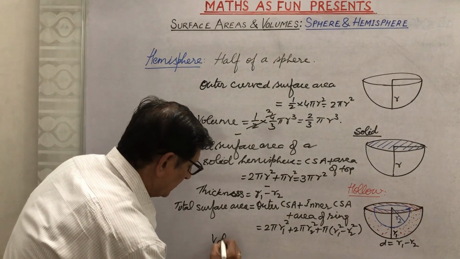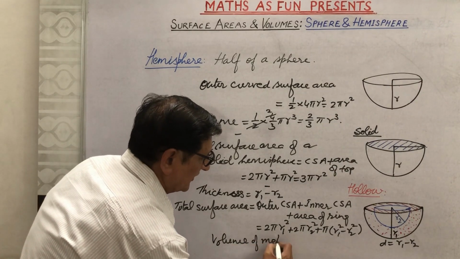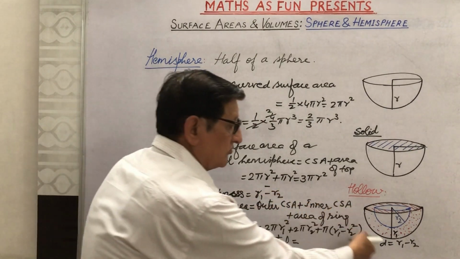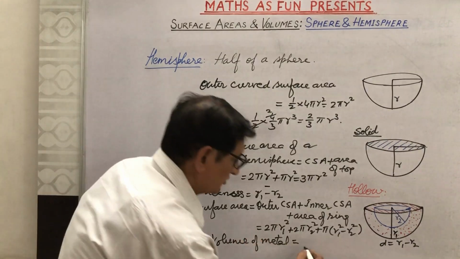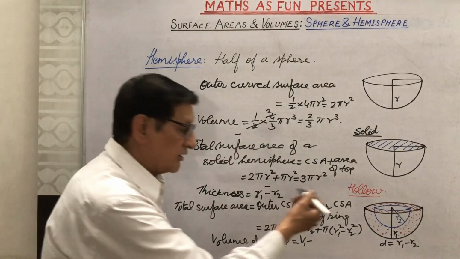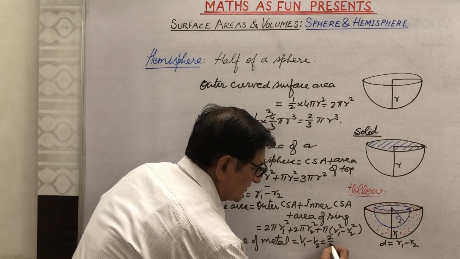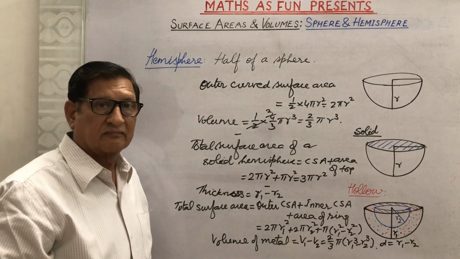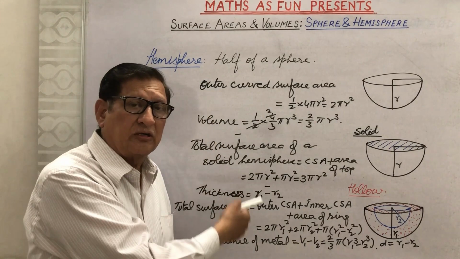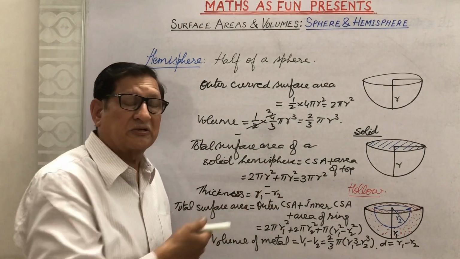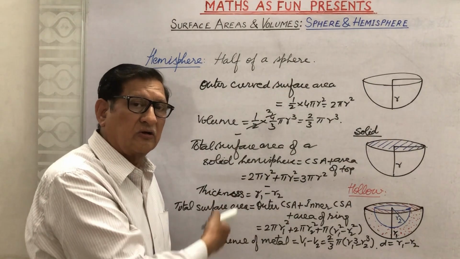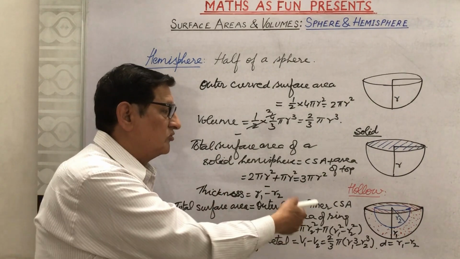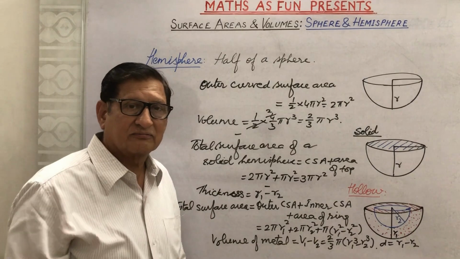If we want to find out the volume of material or volume of metal of which this is made, will that be outer volume minus inner volume or not? Suppose outer volume we say V1 and inner volume suppose we say V2, 2 by 3 pi into R1 cube minus R2 cube, or not? So like this, whether we have a solid hemisphere or hollow hemisphere, or it is made of some particular material of some thickness, we can find out the curved surface area, the total surface area and the volume by these particular formulae.